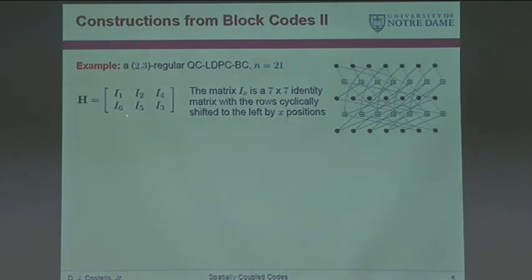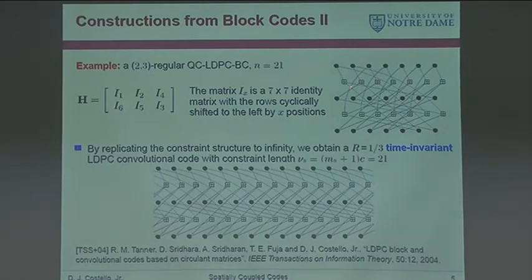And the graph for this thing is like this. And if you replicate this graph in time, you get a rate 1/3 code. In this kind of construction, you do wind up with time invariant convolutional codes. The constraint length is 21. It's again the block length of this H matrix. And the MS in this case I think is 6, okay?